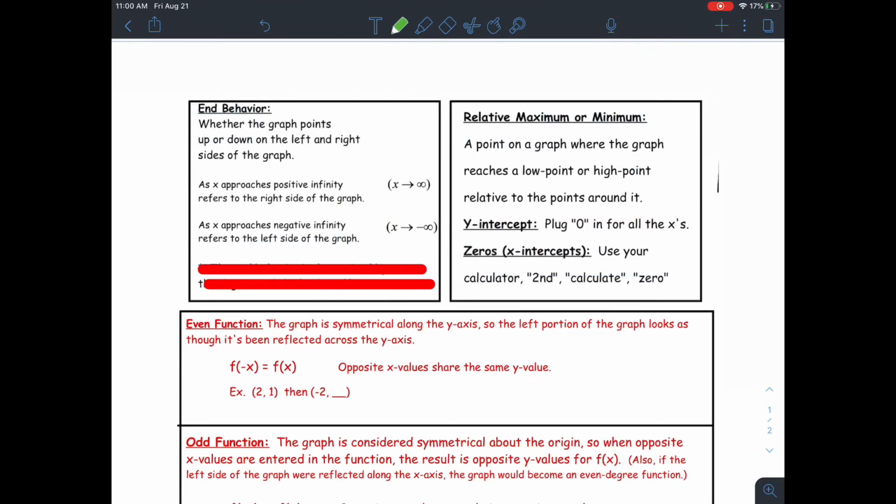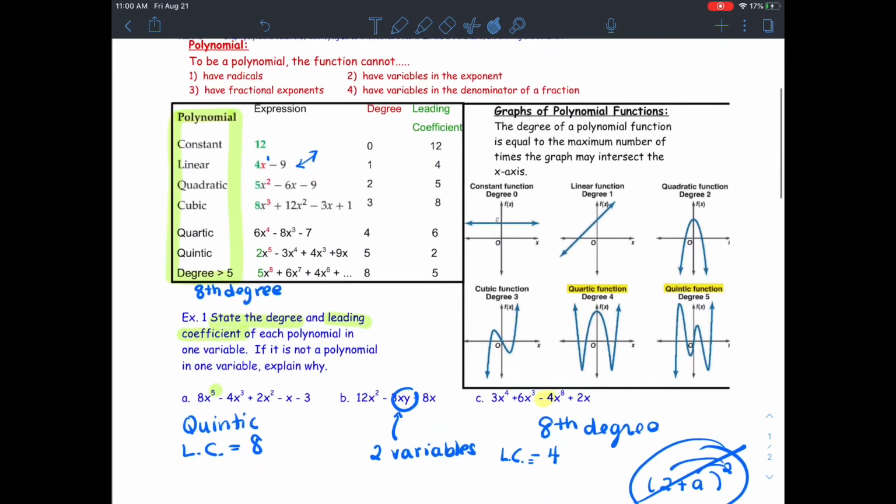Okay, so we're going to go ahead on the back of this notes page here. We're going to take a look. Oh, you know what? Let's go back to the front real briefly here because I do want to look at these graphs of polynomials here with you.